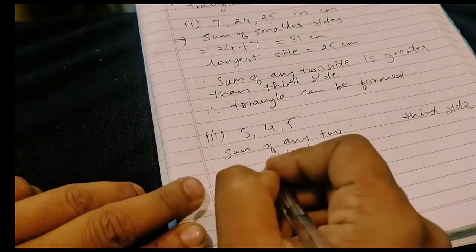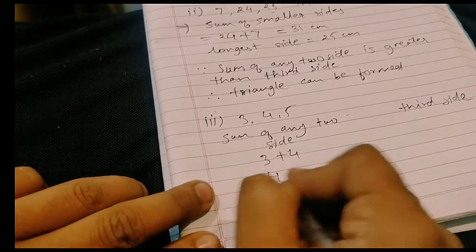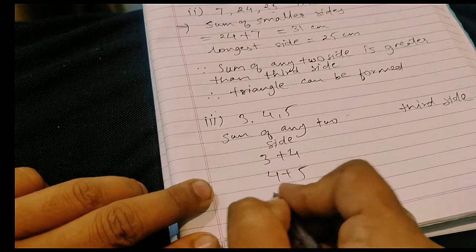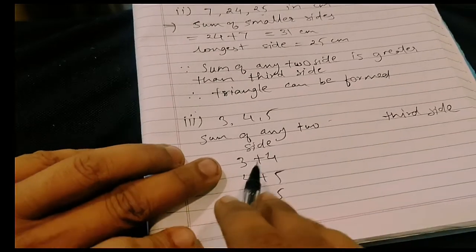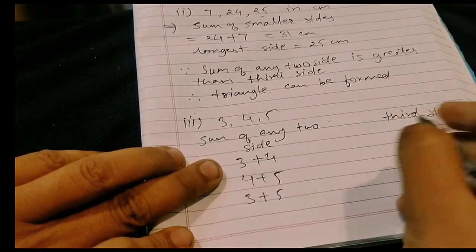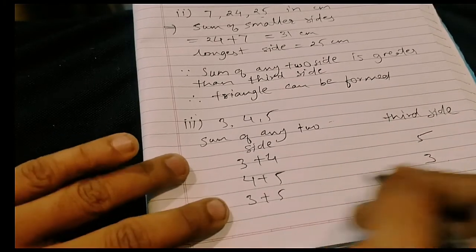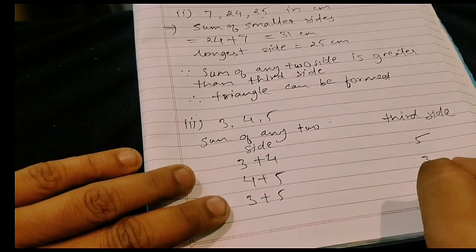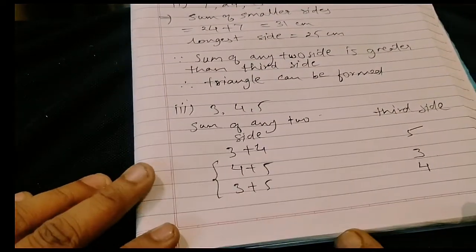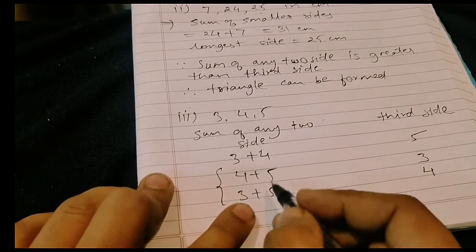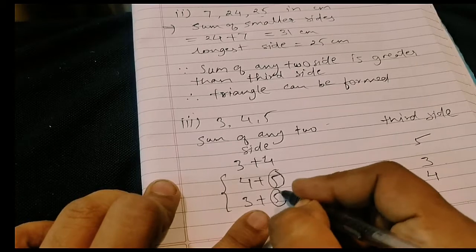Check it out now. Three sides are there, so 3 plus 4, then we have 4 plus 5, then we have 3 plus 5. If I have added 3 plus 4, the remaining side will be 5; here the remaining side will be 3; here the remaining side will be 4. Now observe these two conditions. These two additions consist of the longest side, isn't it?